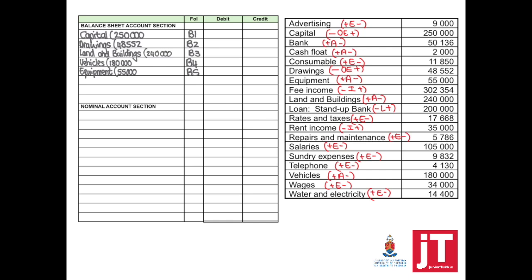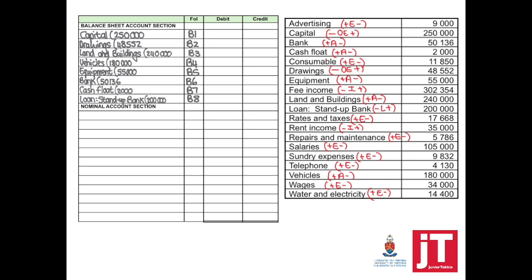Now we can move on to our current assets. Current assets, the first one we've got bank, and in brackets 50,136. We had cash float, brackets 2,000, and then we're moving on to our liabilities. And the only liability which we've got was loan, Stand-up Bank. Remember to write the name of the bank, and in brackets 200,000. This is account number B8.